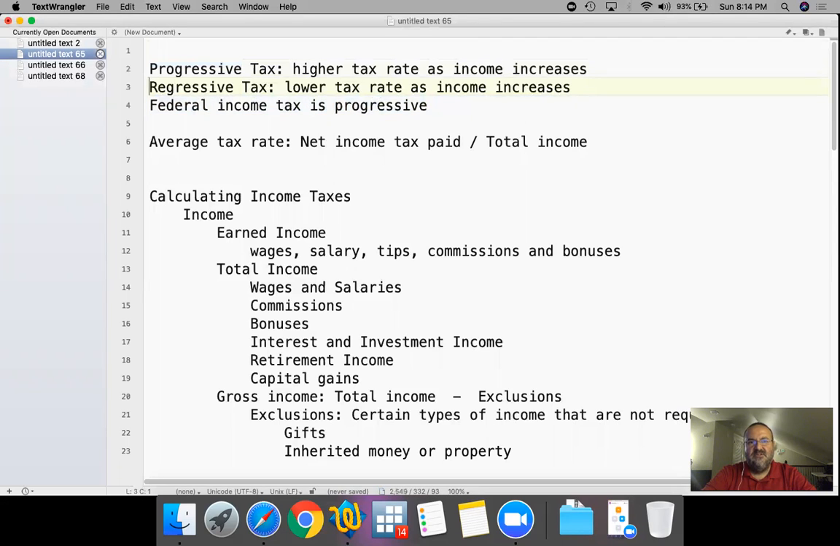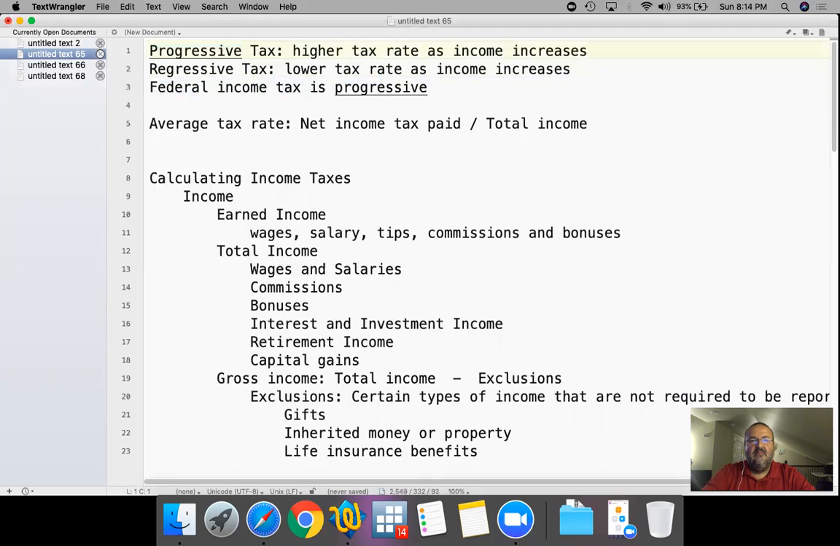In some countries, there's something called a regressive tax, where your tax rate actually goes down as you make more income. But what's applicable to us is that in the US, the federal income tax is progressive. As far as I know, every state that has an income tax has a progressive income tax. Some states don't have income tax. Texas, for instance, does not have an income tax, but their property taxes are higher, so it compensates for that.